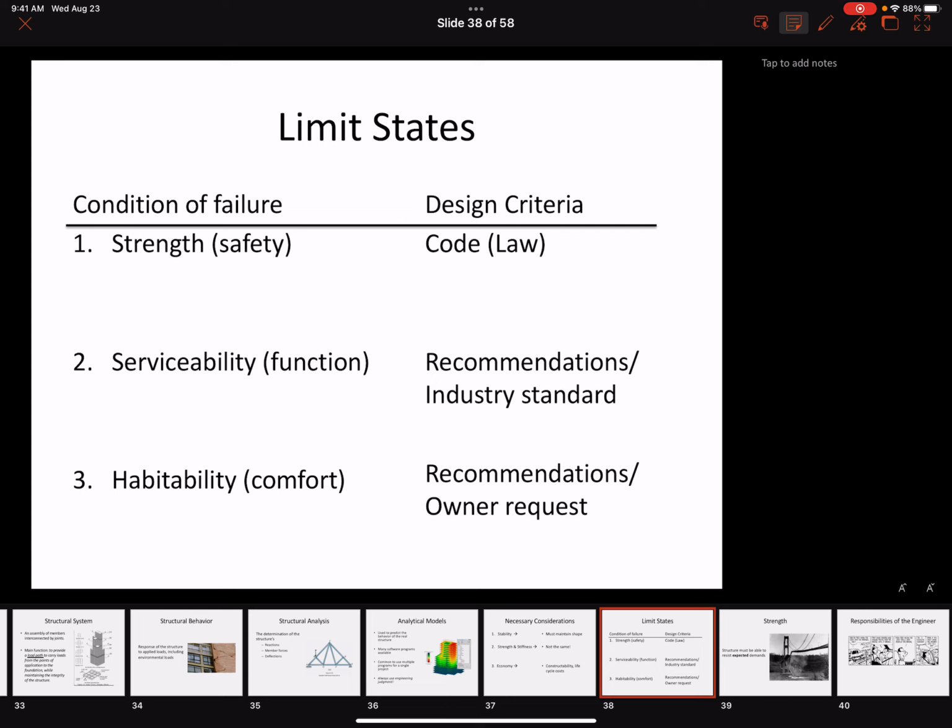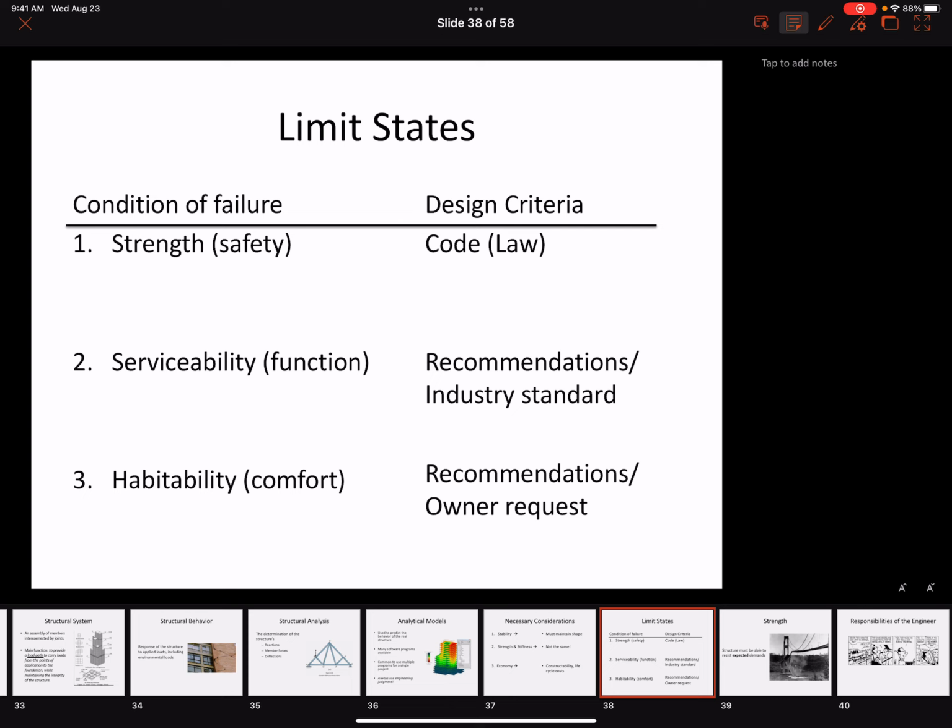There are three different limit states that we design to in structural engineering. The first and most important one, of course, is strength, because this is tied to safety. The criteria for designing to strength are outlined by the building codes, and these codes are the law of the land. The codes are informed by industry standards, which are developed by experts in the field. When those codes are adopted by a governing jurisdiction such as a state, then it becomes a law. Different states have their own different codes, but most of them refer to the same document.